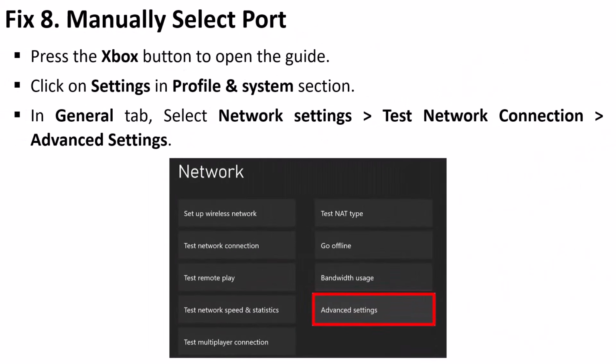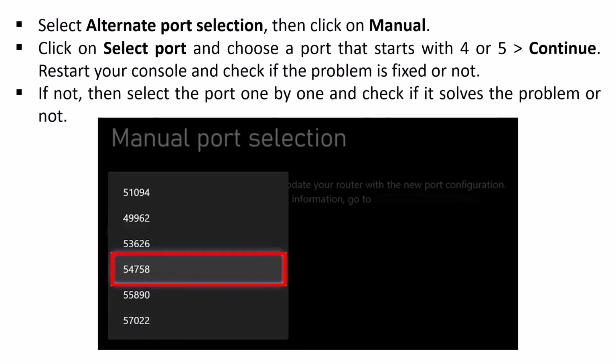8th solution is to manually select port. So press the Xbox button to open the guide, click on settings in profile and system section. In general tab, select network settings, test network connection, advanced settings. Select alternate port selection, then click on manual, click on select port and choose a port that starts with 4 or 5, then continue. Then restart your console and check if the problem is fixed or not. If not, then select the port one by one and check which port is working for you.